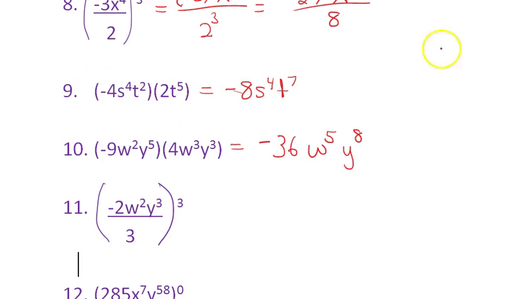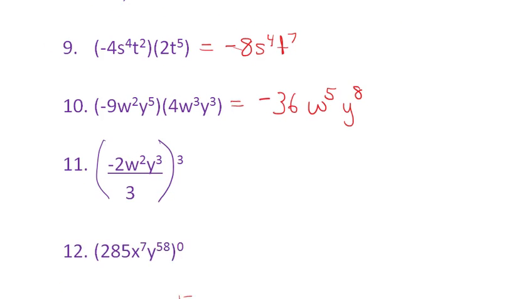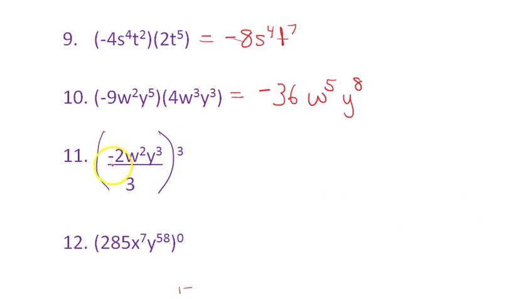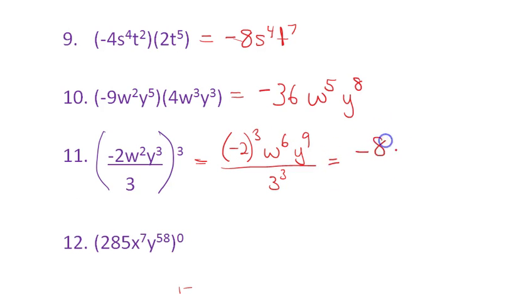Alright, number 11 is another big one with a big parenthesis. So there's a lot of stuff that this 3rd power is applying to. Again, I have a negative here with the 2. So I'm going to make sure I put that in parentheses before I give it the 3rd. And then with these variables, it's a power to a power rule, so I multiply. So I have w to the 6th and y to the 9th. And then on the bottom I have 3 to the third. And from there I just have to simplify my numbers. So (-2) cubed is -8. And bring my variables over. And then 3 cubed is 27.